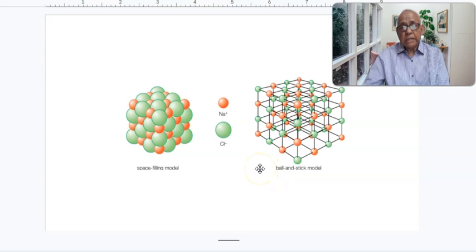The sodium chloride, having sodium ions and chloride ions, how they are arranged, has been shown in this structure. And from the structure, we know very many things about the properties of the compound, and therefore it is very necessary to deal with the structures. And one more thing, you have seen here how three-dimensionally the sodium ion and chloride ion are arranged.